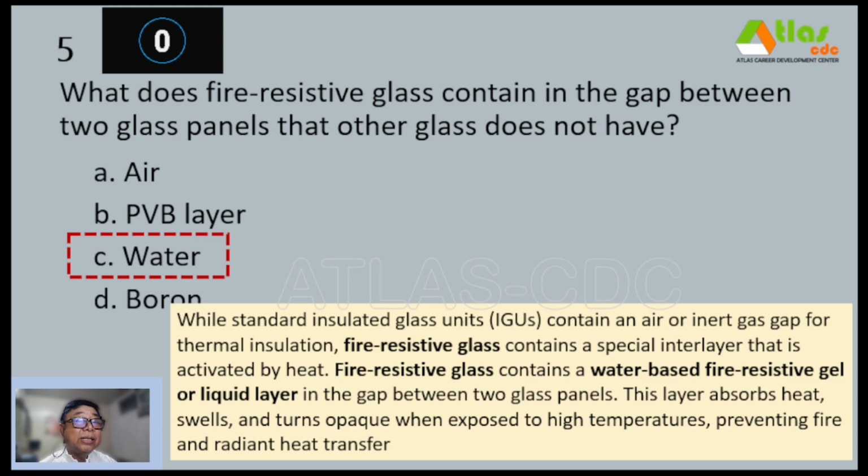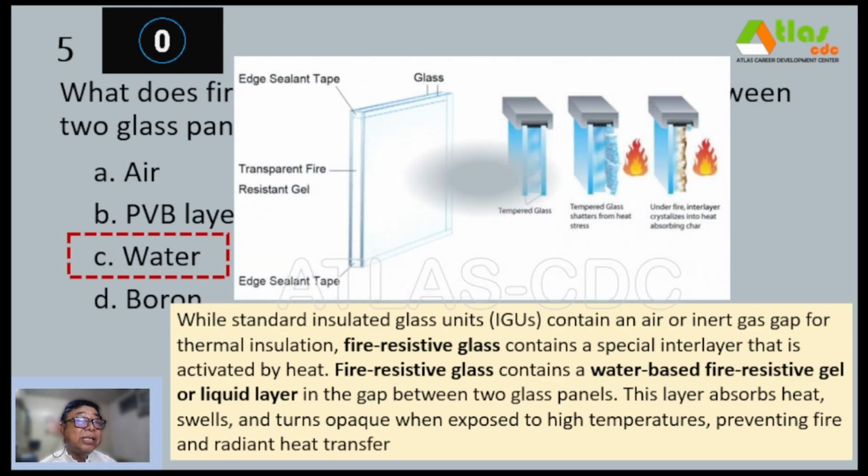Fire-resistive glass contains a water-based fire-resistive gel or liquid layer in the gap between two glass panels. This one, the intumescent interlayer. This layer absorbs heat, swells, and turns opaque when exposed to high temperatures, preventing fire and radiant heat transfer.